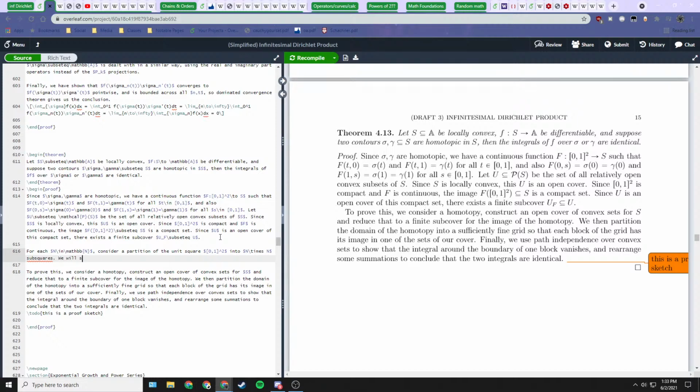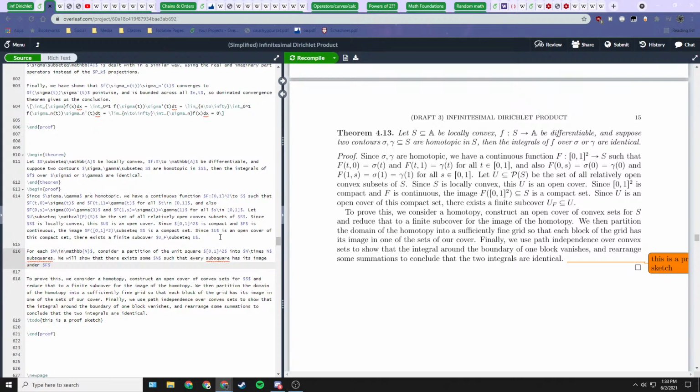We will show that there exists some n such that every subsquare has its image under F as being a subset of one of the convex open sets in U. I think actually we don't need the full use of F. We'll check. Maybe we might. So that's sort of our intention.